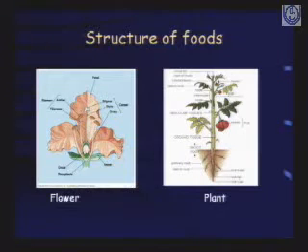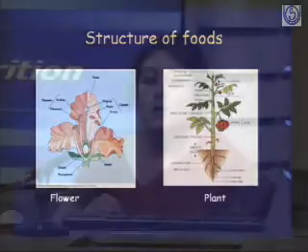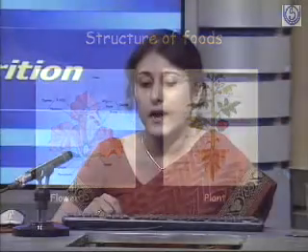Let us learn something about the structure of foods now. You can see here, this is the structure of a flower and a plant. All fruits develop from flower. Ovules, which are part of a flower, develop into seeds, and the ovary develops into a fruit. We can have various fruits, they come from various parts of a flower. Similarly, from a plant, we know that roots give us carrot, brinjal and tomato come from fruits, and potato comes from stem and tuber.